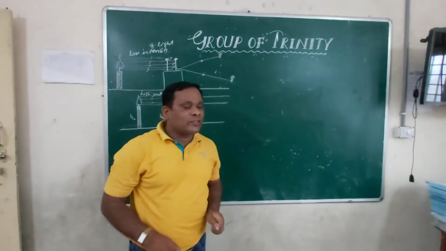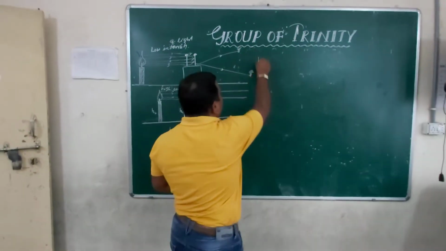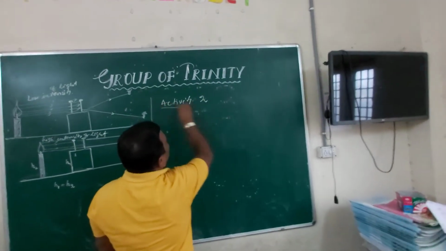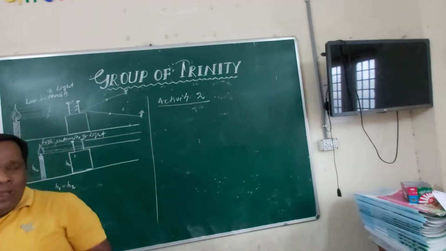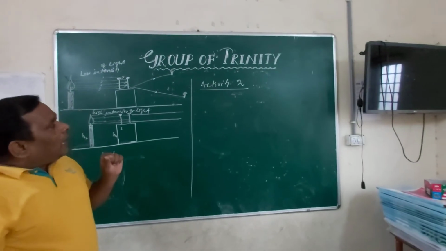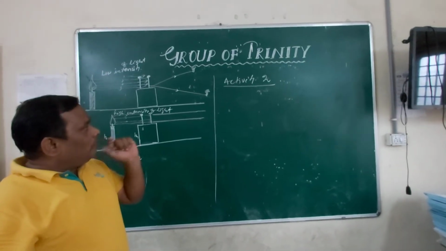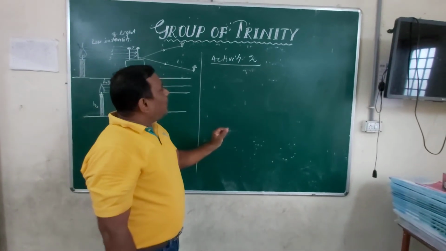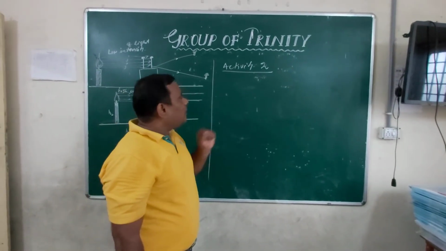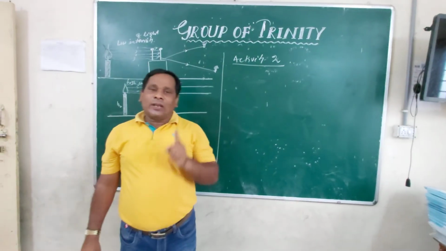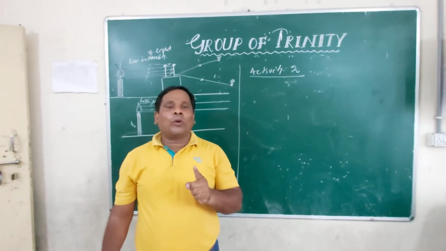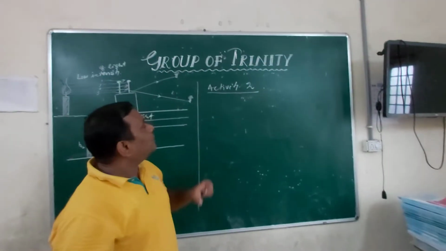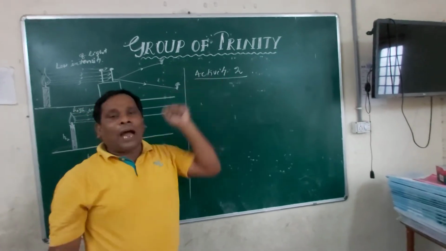Okay, so next I am going to teach you activity 2, right? Activity 2, which is present in your book. In this activity 2, I want to teach you these concepts: first, the pole of the mirror; second, the center of curvature; third, the radius of curvature; and the fourth one is the focal point. These concepts I am going to teach you in activity 2.